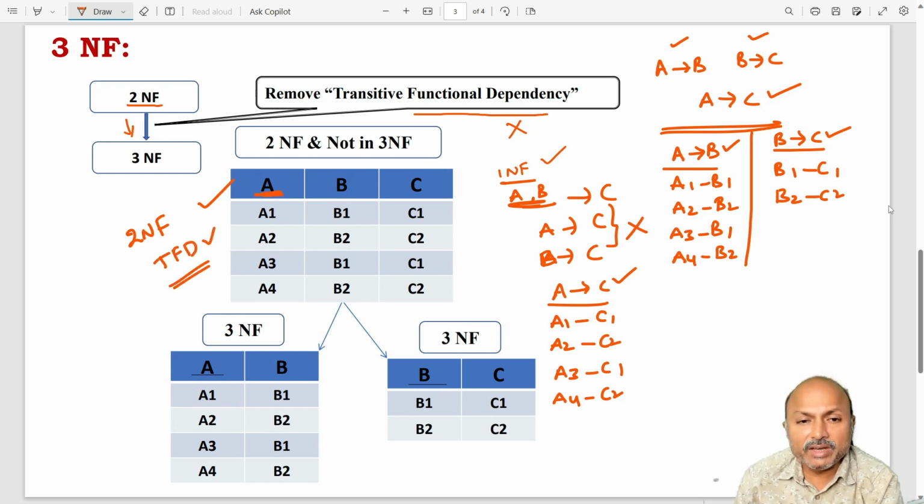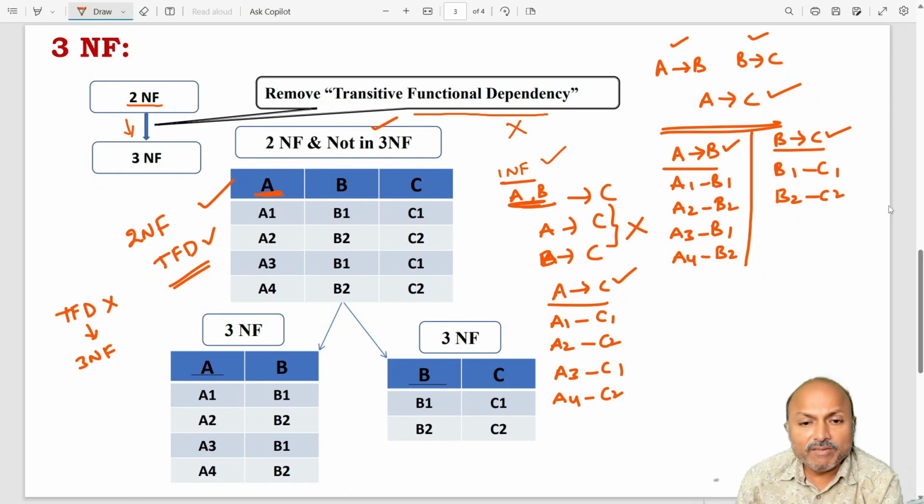Whenever a relation is in second normal form but has transitive functional dependency, it is not in third normal form. Then how to convert it to third normal form? You need to remove the transitive functional dependency, and then you can convert it into third normal form. So what is the solution? Only one technique, the decomposition technique, dividing it into two relations.